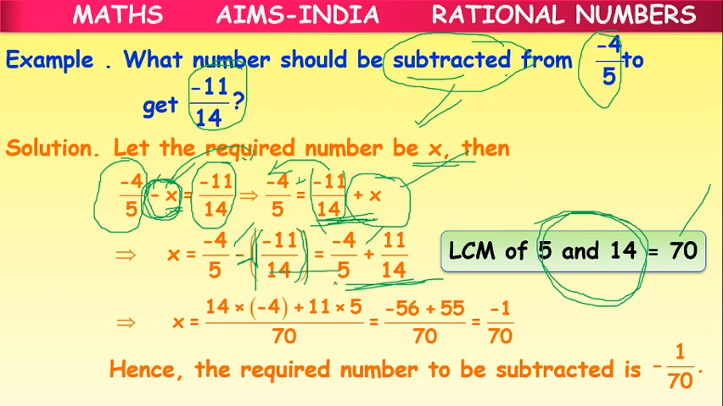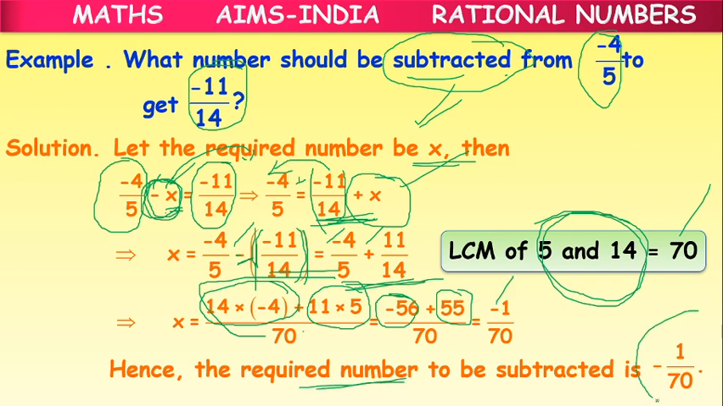5 fourteens are 70. 14 into minus 4, 14 fives are 70, and 5 into 11. So here minus 56 plus 55. After taking the difference, minus 1 by 70. So the required number is minus 1 by 70.